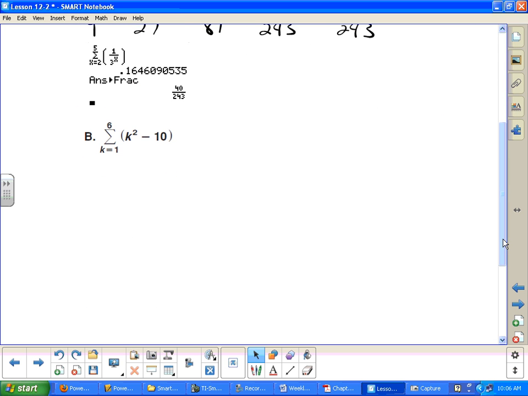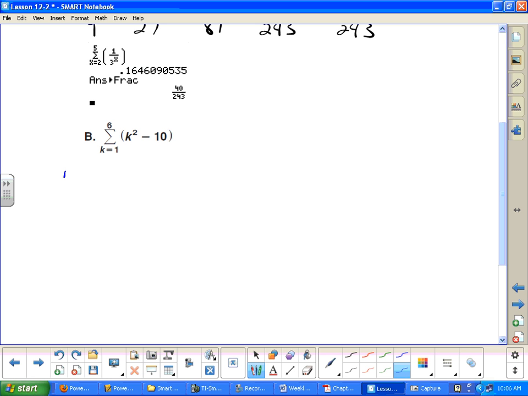All right. So letter B says k goes from 1 to 6 of k squared minus 10. Now this one, oh my gosh, the calculator would be way easier. Okay. But you have to expand it. So you'll have the answer, but you need to expand it first. So the expanding part here is where it gets a little bit trickier.